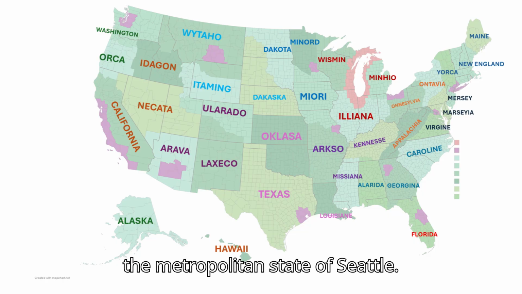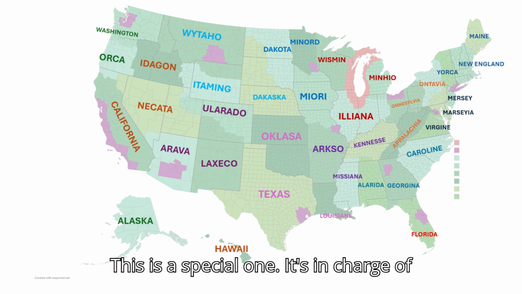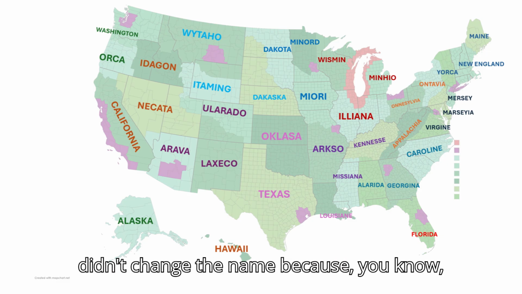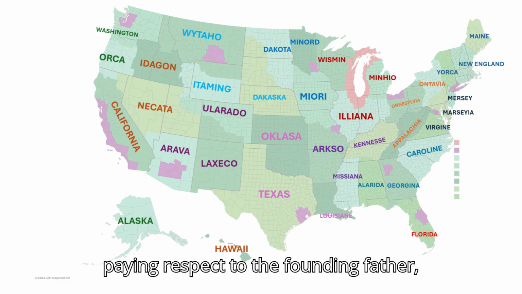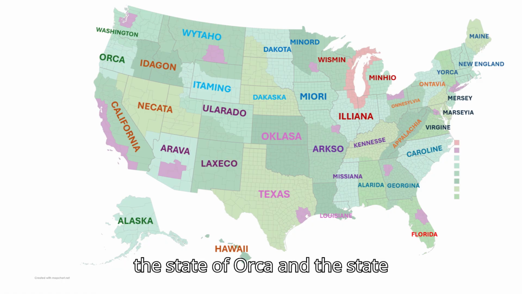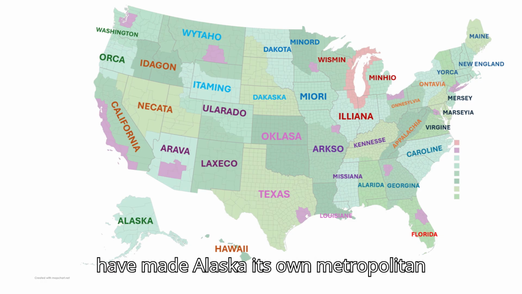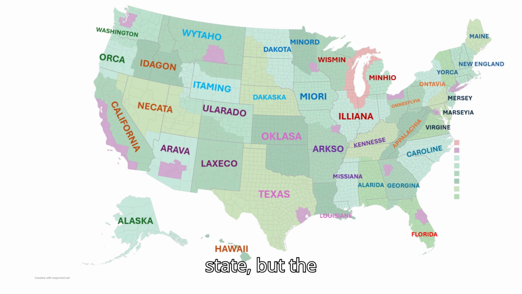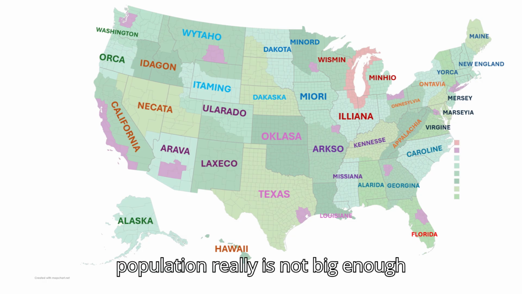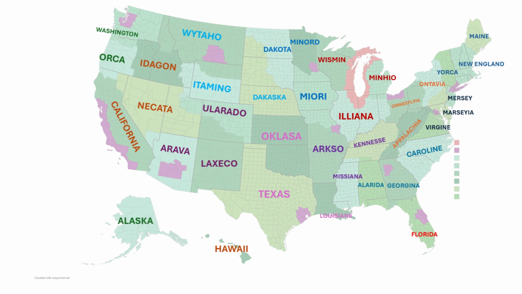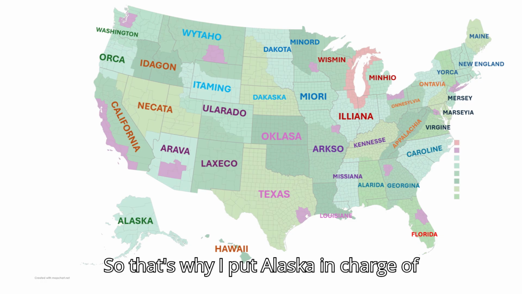Lastly, we have the metropolitan state of Seattle. This is a special one. It's in charge of the states of Washington, which I didn't change the name because, paying respect to the founding father, the state of Orca, and the state of Alaska is put in charge of Seattle. Because although I could have made Alaska its own metropolitan state, the population really is not big enough to put a metropolitan state there. So that's why I put Alaska in charge of Seattle.